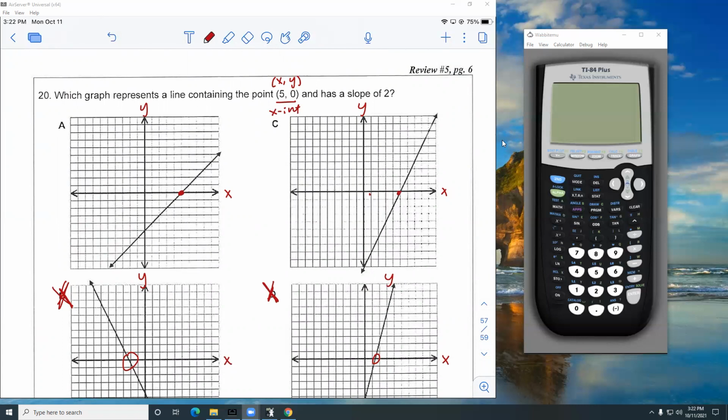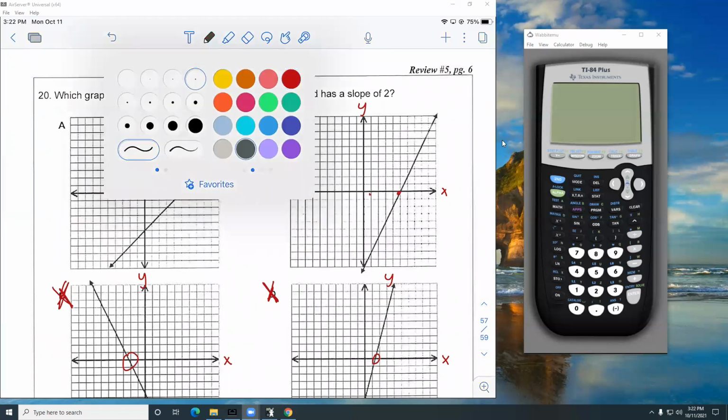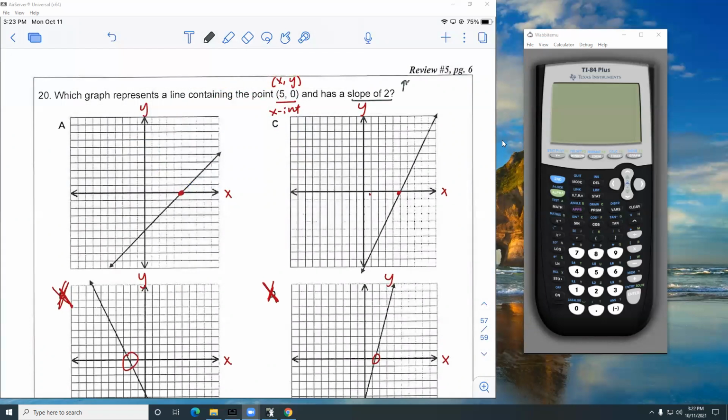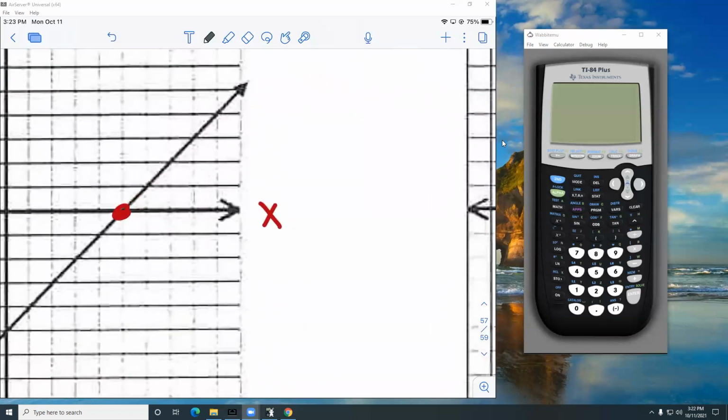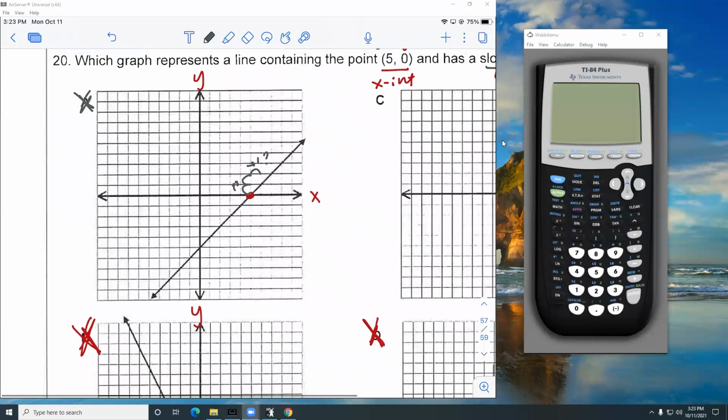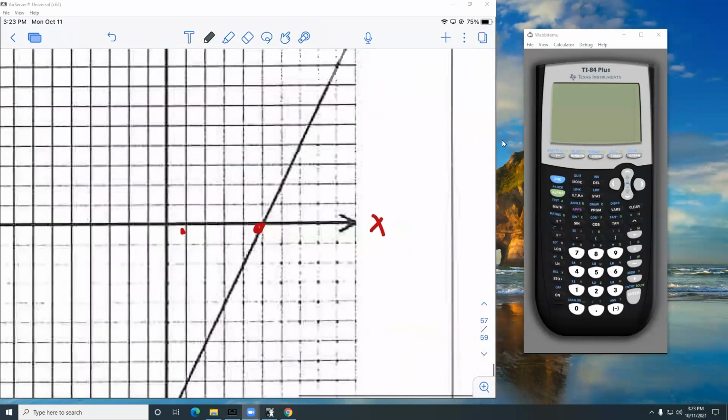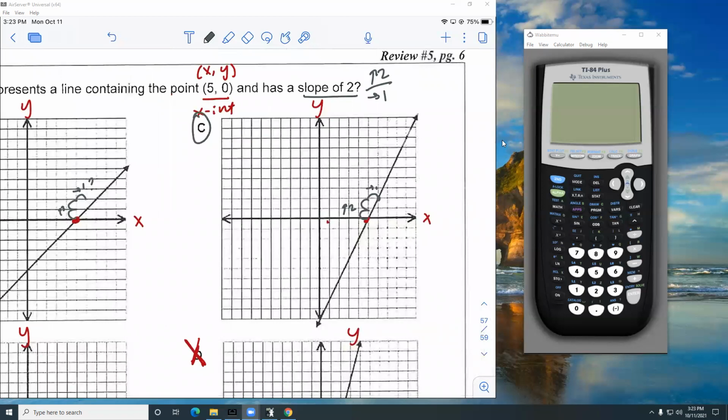Now, we've just got to see which one has a slope of 2. Now, my slope of 2 means I'm going up 2, right 1 each time. So let's look at answer choice A. If I go up 2, right 1, do I hit my line? No, I don't. So A is not looking good. Let's check C and make sure. I go up 2, right 1, I hit my line. So that means that C is my answer.